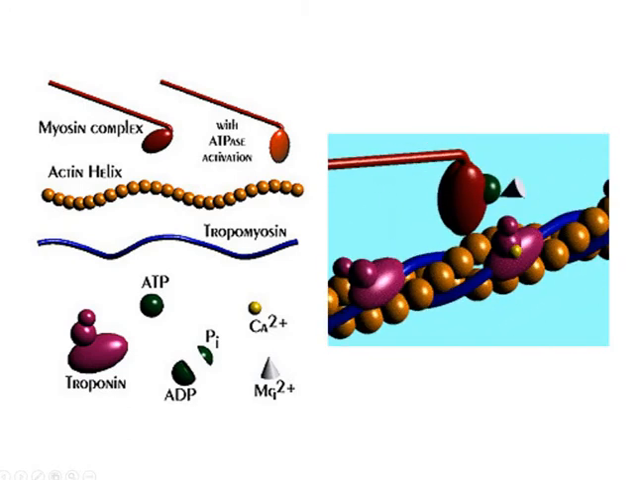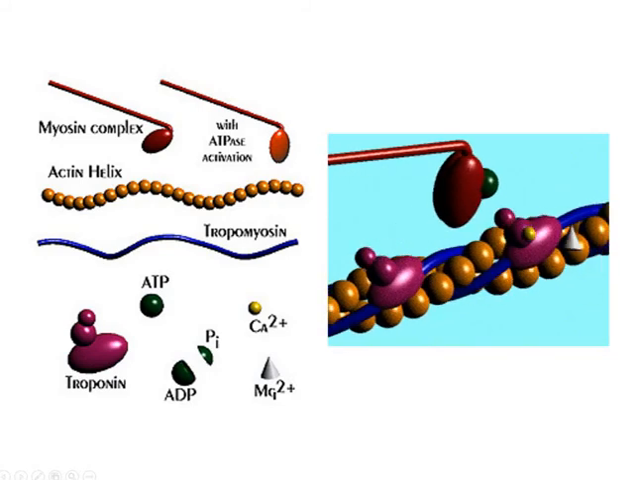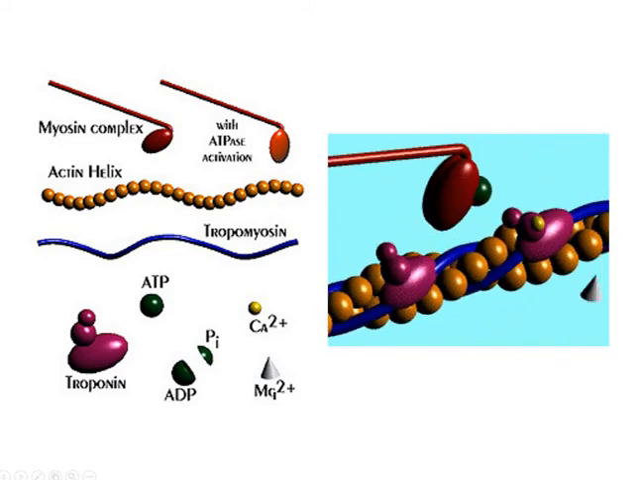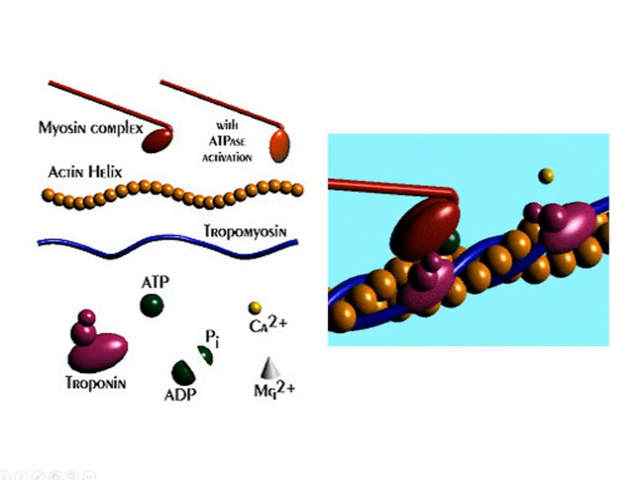Now, if you haven't got the joke here, ATP, how much does the muscle contract? ATP, 80p, 80 pence. Anyway, that was the joke.